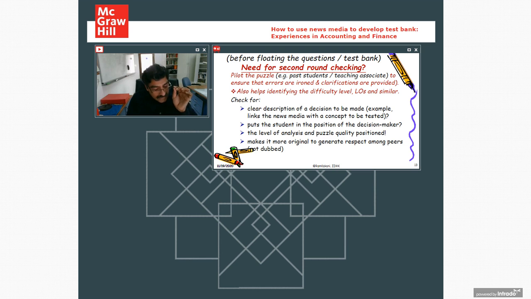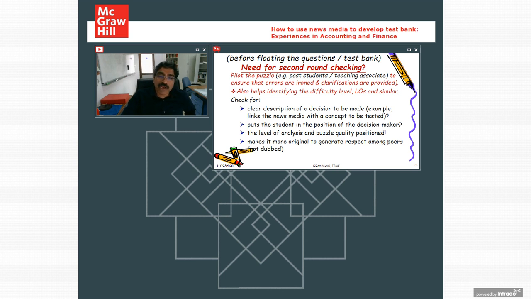Now, understand that whenever you are creating a test bank using news media, stating our assumptions is important, as is getting it pilot tested, the final answer, the difficulty level, the learning objectives, and similar things. That's a very good thumb rule you are mentioning, 40, 30, 30. Professor Archana is talking about the difficulty levels that one probably needs to have.